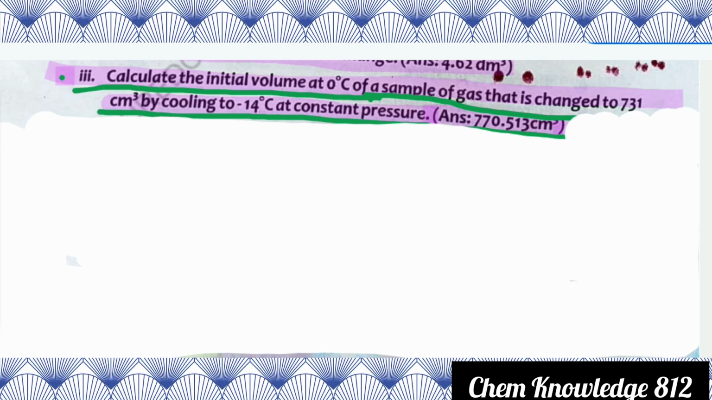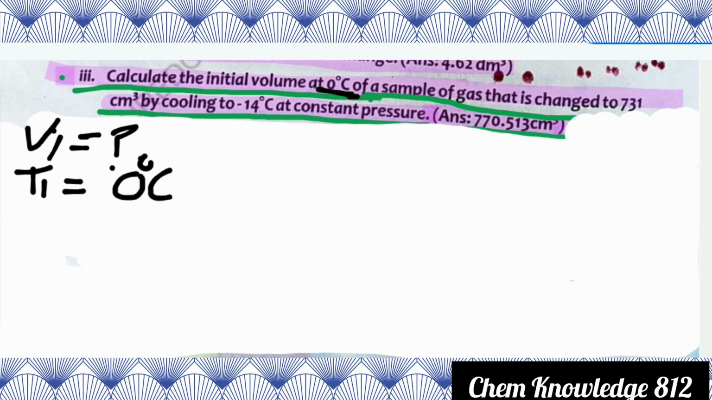So we are required to determine the initial volume. Let's suppose this is V1, the initial volume, and we are going to determine this. It's unknown. The initial temperature will be 0 degree centigrade Celsius.